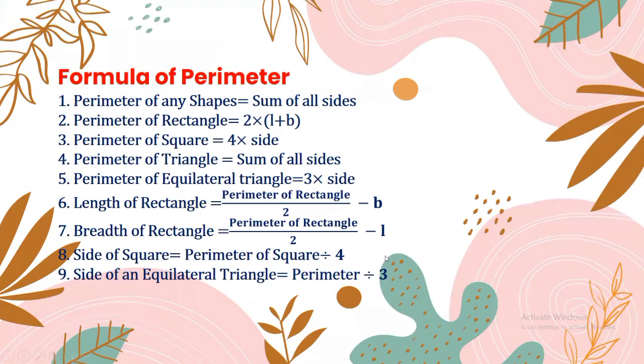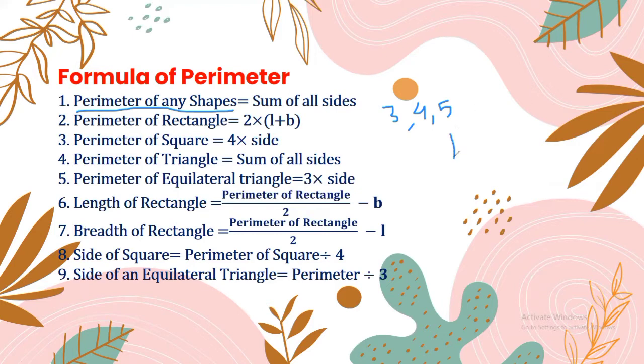Perimeter is what? As you can see, the formula is written here. The first formula is the perimeter of any shape. Suppose there is a figure having three sides, four sides, or five sides, any number of sides. You need to find the sum of each side, so you can find the perimeter of that particular shape. Got it?